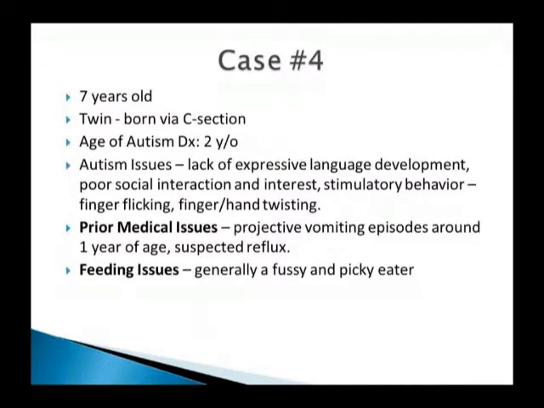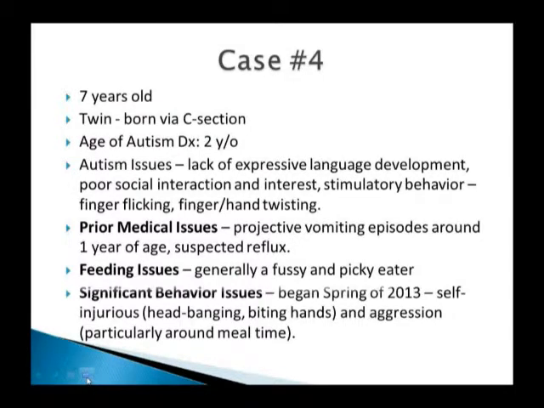Prior to his autism diagnosis, he had some episodes of projectile vomiting that occurred around the age of 1, and that was suspected to be linked to reflux. He was generally a very picky eater, very fussy, and so there were some feeding issues going on. What was interesting was that some significant behavioral changes occurred around the spring of 2013, where he started doing some self-injurious behavior, headbanging, biting the back of his hands, and particularly became aggressive around mealtime.